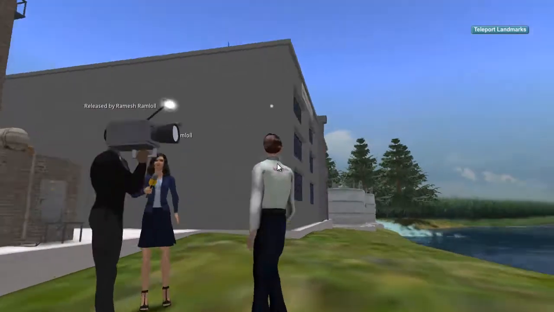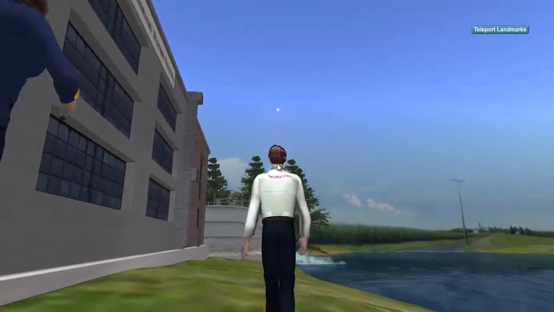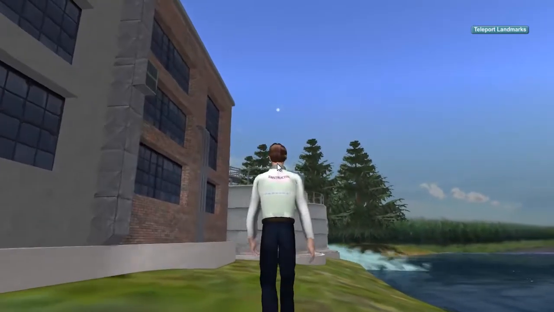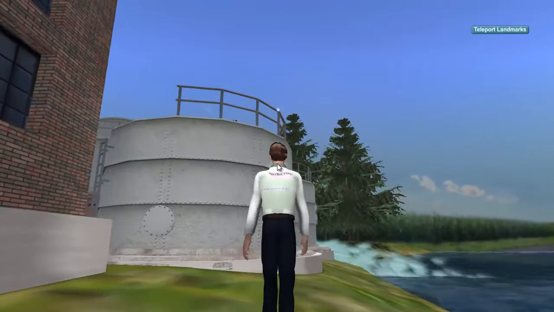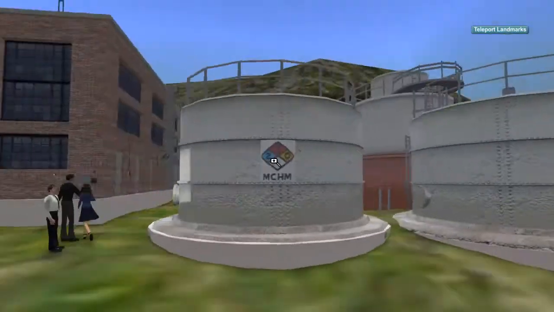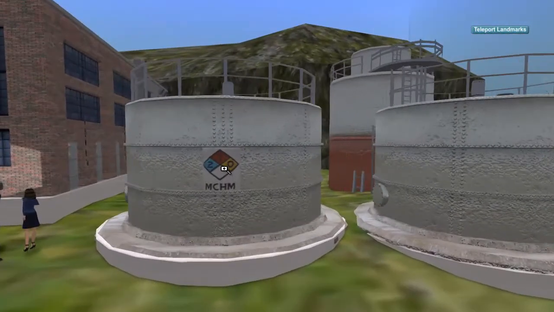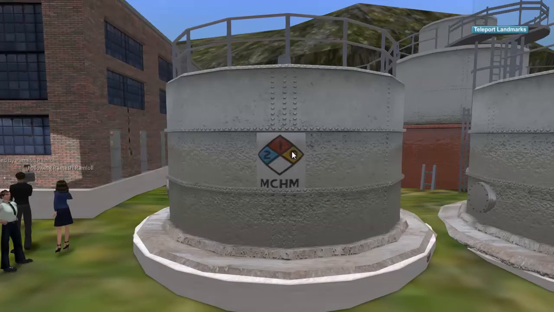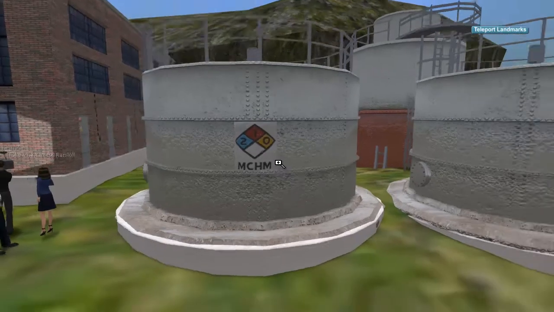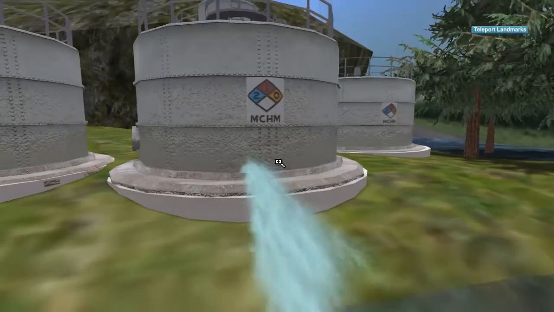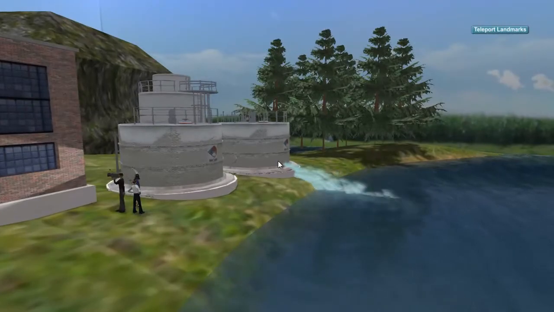So let's walk closer to the chemical containers which are in this facility. Let's check out more closely the various labeling features, and you have the signage MCHM, M standing for methyl, C cyclo, H hexane, and M methanol. That's 4-methyl cyclohexane methanol. And obviously, if you're interested in explaining what the 2, 1, and 0 mean, you would do that for your students. And you have the leak here, which is a pretty big one, but it's just for effect here.